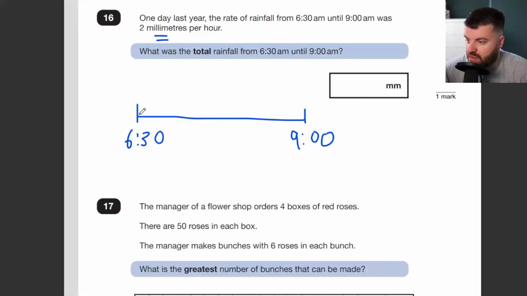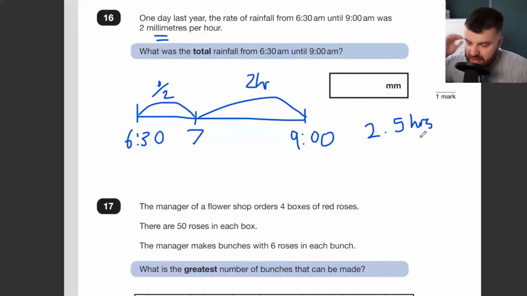6:30 to 9, well, 30 minutes here is going to get us to 7. So that's half an hour, which is going to be really important because 30 minutes is half an hour. 7 to 9 is 2 hours. So we have 2.5 hours, or 2 hours 30.